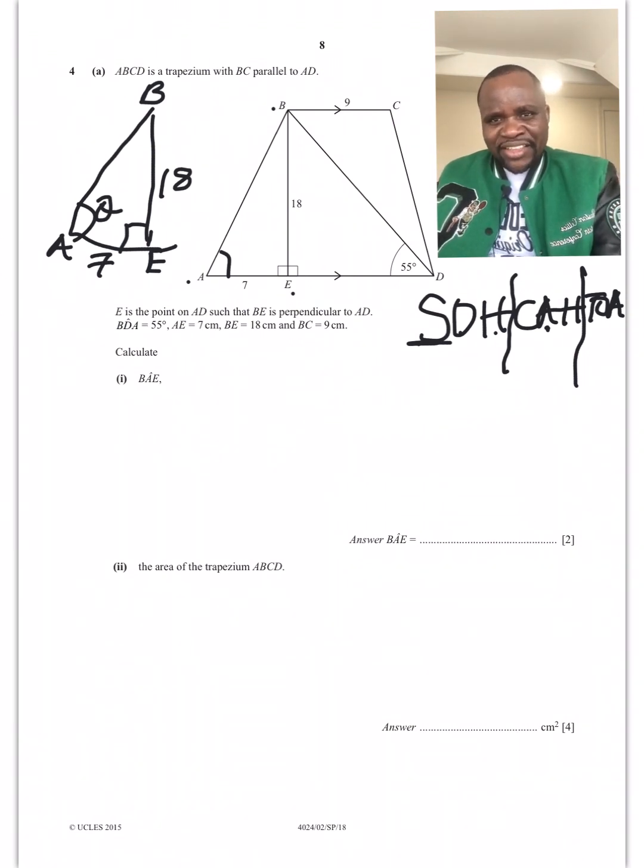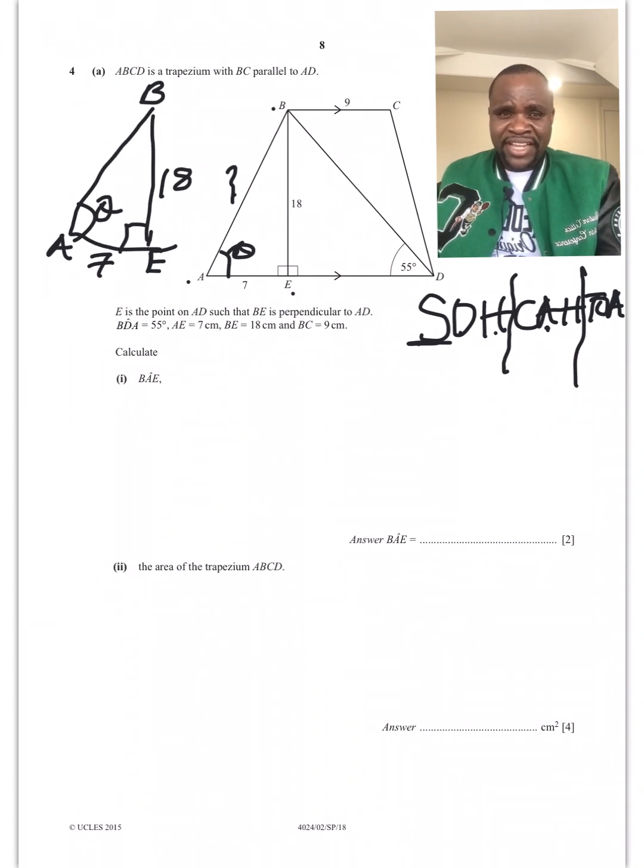Here, what we are given, we don't have a hypotenuse, it's a question mark. We have nothing there. But opposite from the angle, you realize that it's 18. So we have opposite, and we have adjacent, which is 7. So we want to find this angle.